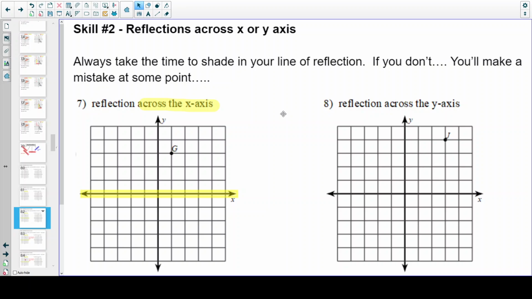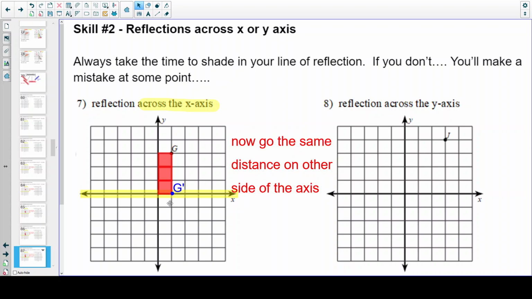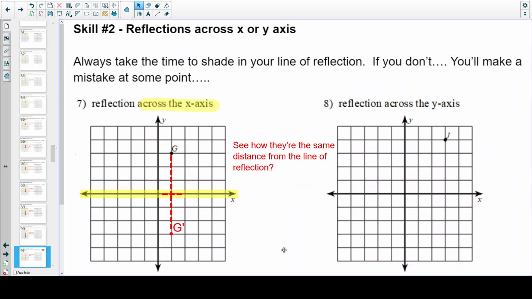Now, it's a pretty simple concept. If we're reflecting something across the x-axis and our point is above it, how many units above or below the axis is it? Well, they should be the same on both sides of that line of reflection. So let's look at G. You can see that it is 3 blocks above the x-axis. And so we just want to go 3 blocks below on the other side of the x-axis. So 1, 2, 3, and that's where my G prime would be. And you can notice that G prime is the same distance from the x-axis that your G was.